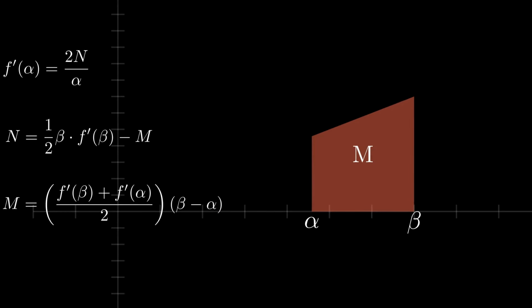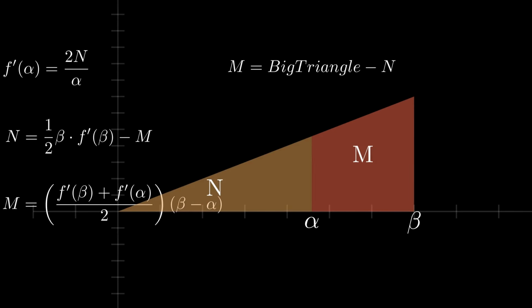But we have a small problem getting another expression for m. Using geometry, we've exhausted all combinations. It might be tempting to say m equals the big triangle minus the small triangle, but that's not distinct from our other second equation for n. So, what do we do?